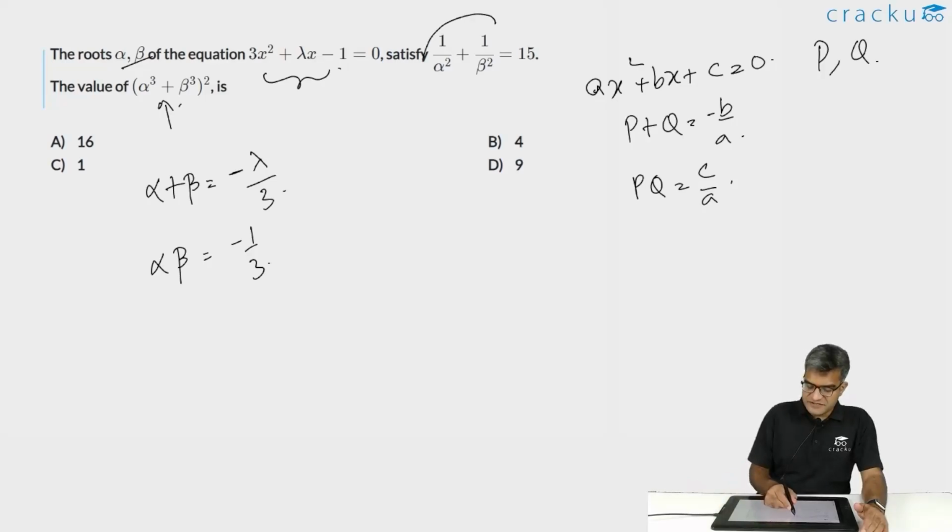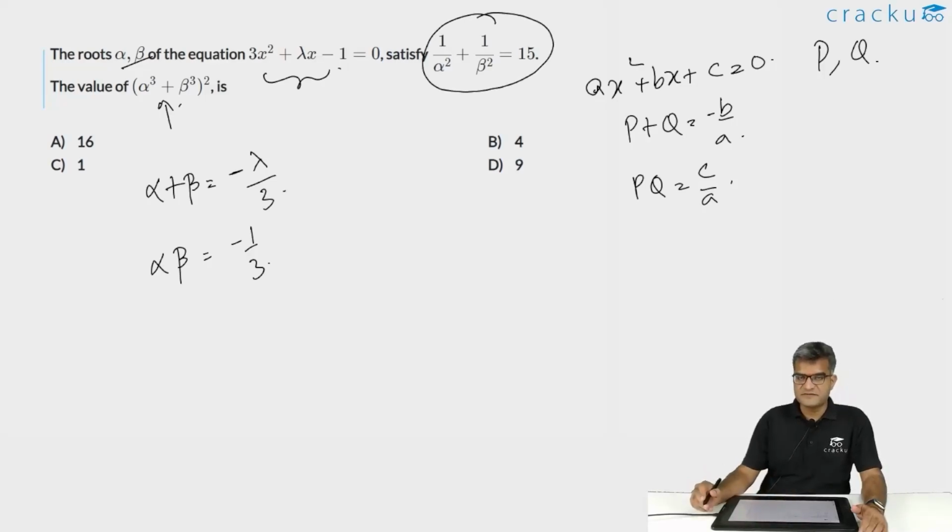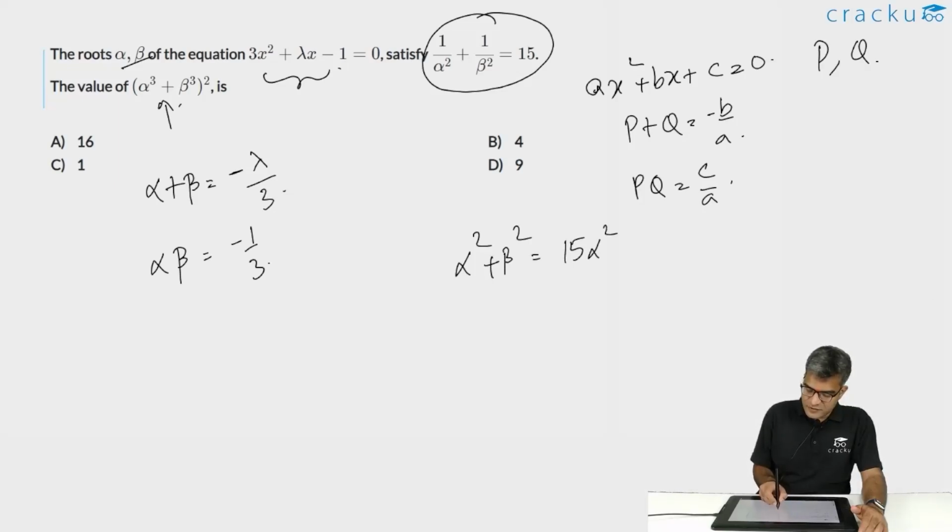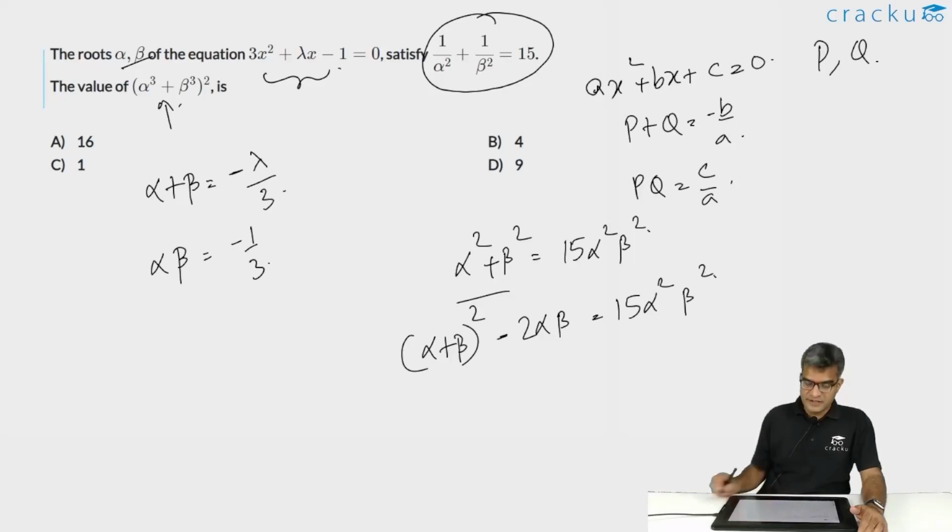We are given an equation which is 1 by alpha square plus 1 by beta square is 15. If you simplify it, you are going to get alpha square plus beta square is equal to 15 times alpha square beta square. And alpha square plus beta square is essentially alpha plus beta whole square minus 2 alpha beta. This is 15 times alpha square beta square. Alpha plus beta whole square is minus lambda by 3, so this is lambda square by 9.